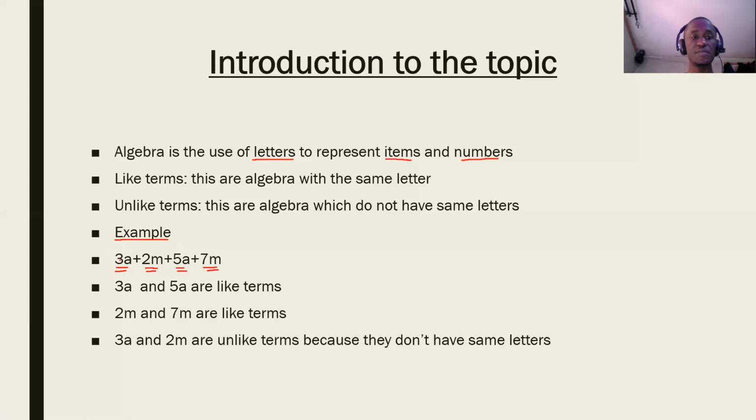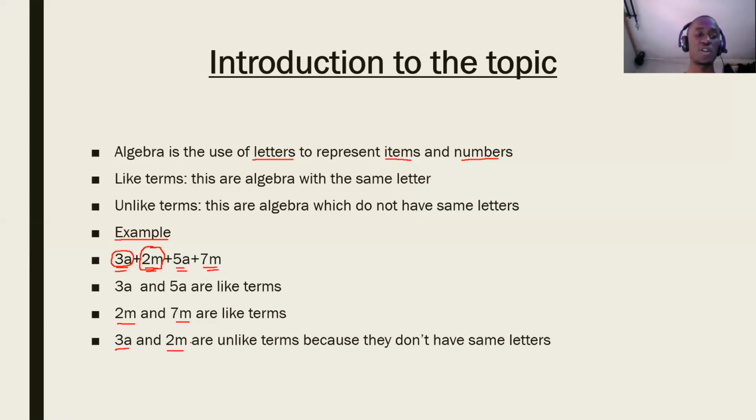If you have algebra 3a and algebra 2m, they are not like terms because they don't share the same letter. One has got a, while the other one has m. So they are not like terms. We call them unlike terms. So 3a and 2m are unlike terms because they don't have the same letters, while 2m and 7m are like terms because they share the same letters.